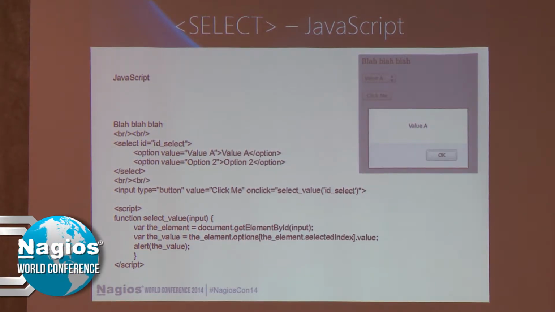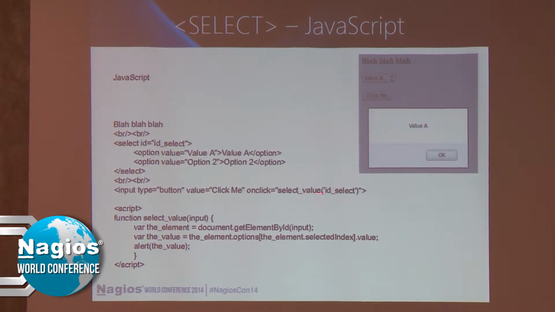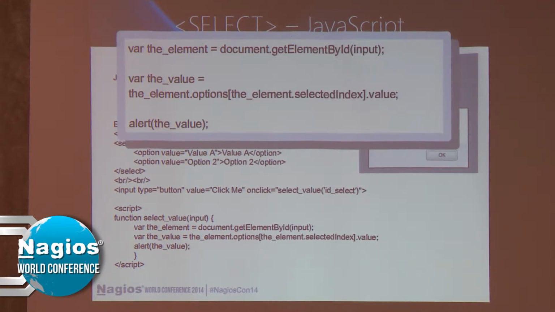What happens now is I'm going to call the function called select value, and I'm going to send through this text string called ID select, which just happens to be the name of my select. So down here below is our function. It grabs that value, ID select, and then it defines a variable called var the value. Initially it gets var the element. It goes and gets that element that we just sent it.